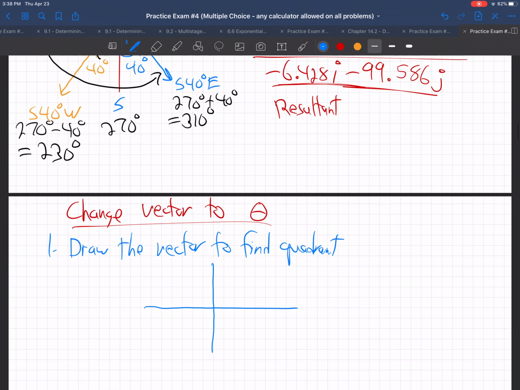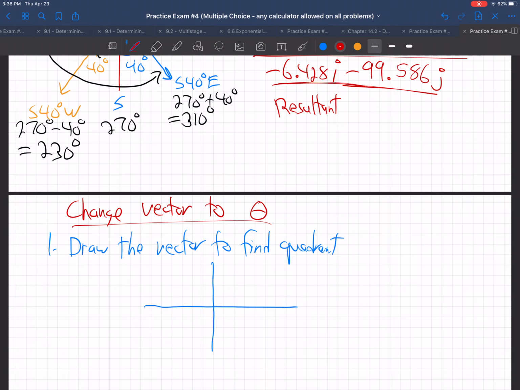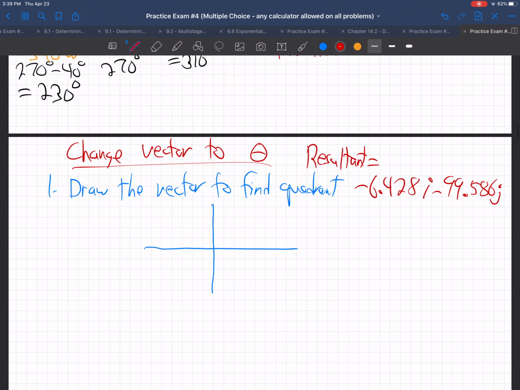So what do I mean, draw the vector? I mean take this resultant vector here. Let me put it over here so we can see it. The resultant vector is negative 6.428i minus 99.586j. So that means it's what?